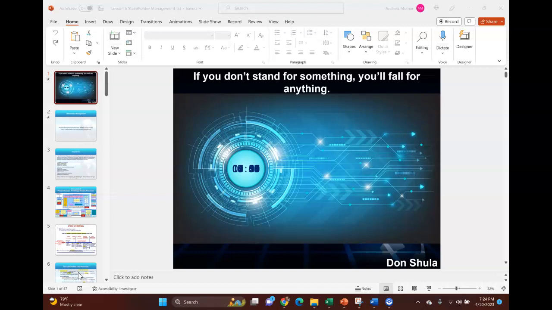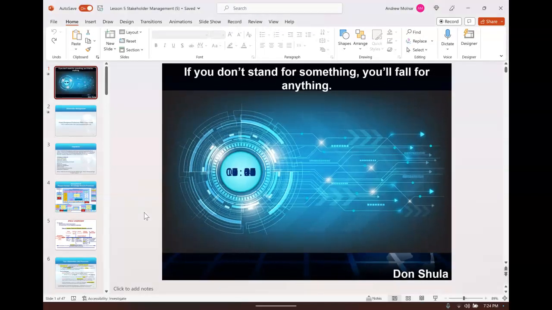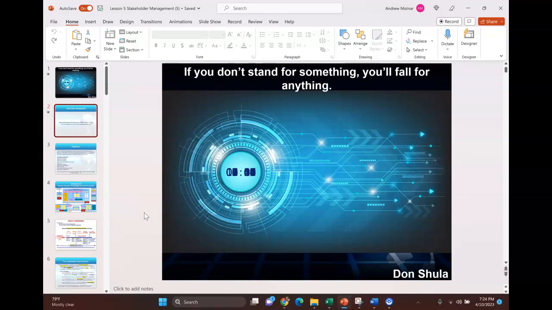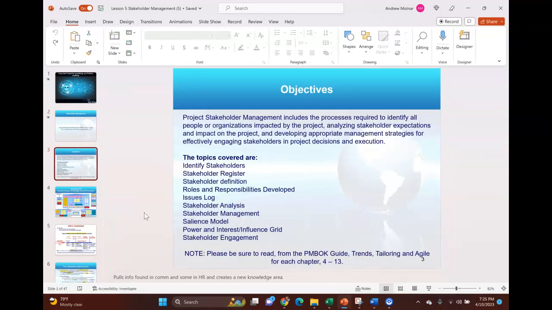I am going to give you the rundown of stakeholders in about 15 minutes or less. So let's begin. This slide represents, as Don Shula said, if you don't stand for something, you'll fall for anything. That's not a project manager, is it? Okay. Moving through, there we go.